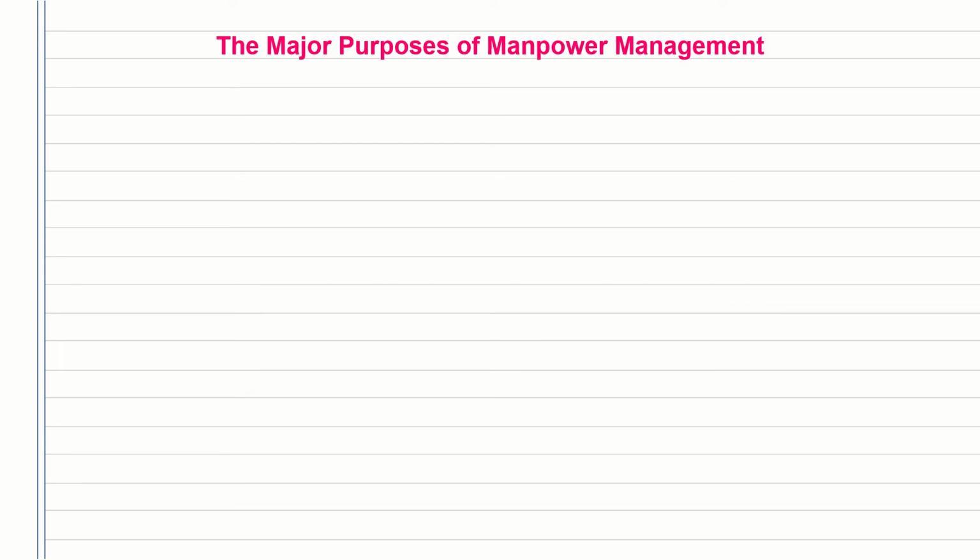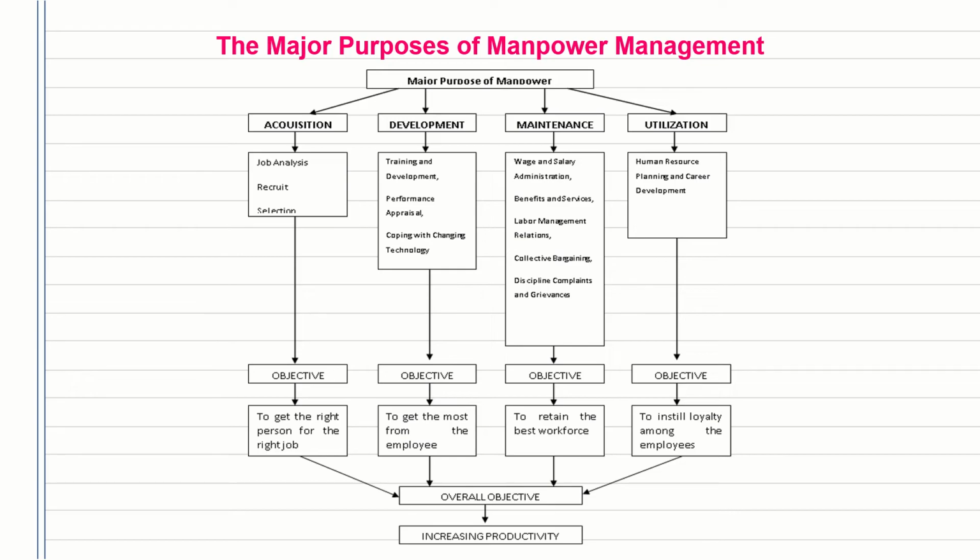Now let's have the major purposes of manpower management. As you can see in the screen, this illustration shows the four different categories under purposes of manpower. We have acquisition, development, maintenance, utilization. For us to be able to manage manpower, kailangan muna nating kumuha ng mga tao, or we call it acquisition, or from the root word, to acquire people.